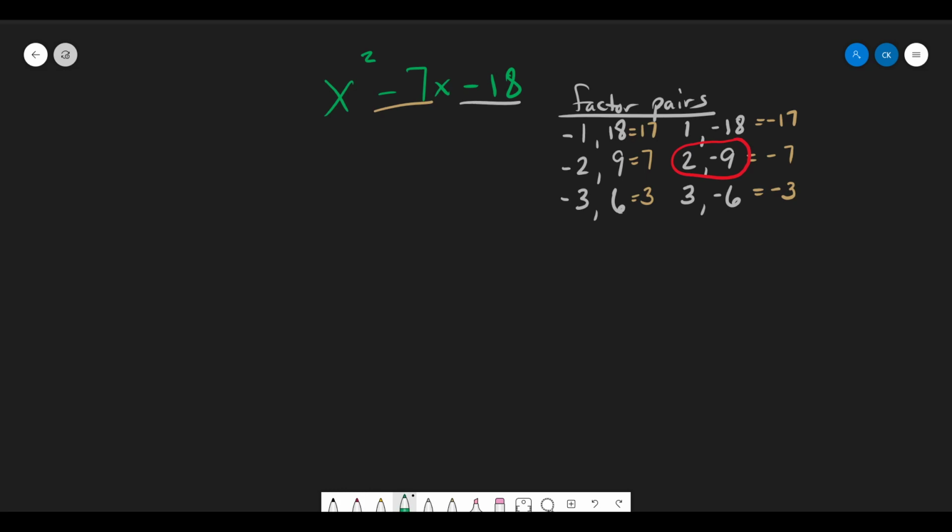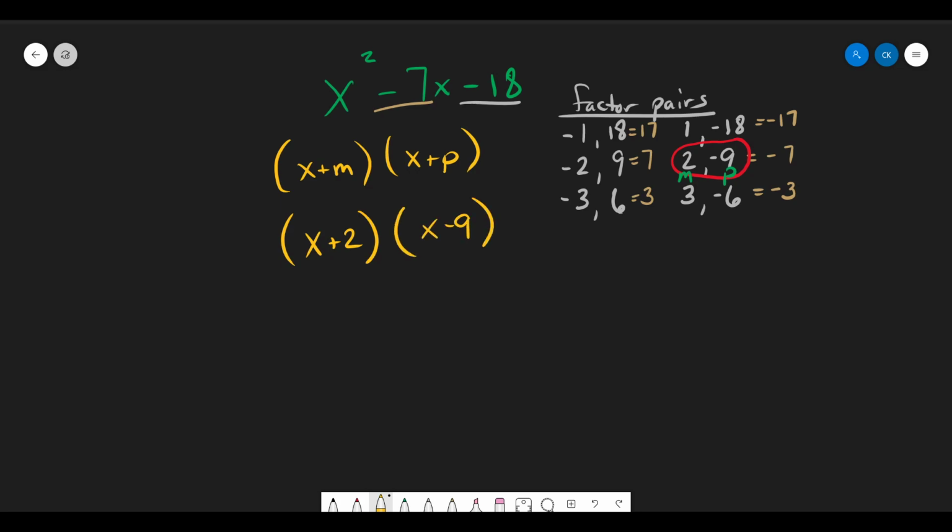So my first one, that's m. My second one is p. So again, it always goes in the form x plus m, x plus p. So this is going to be x plus 2, because we have a +2 for m, and x minus 9, because it's a -9 for p. So that would be my final answer.